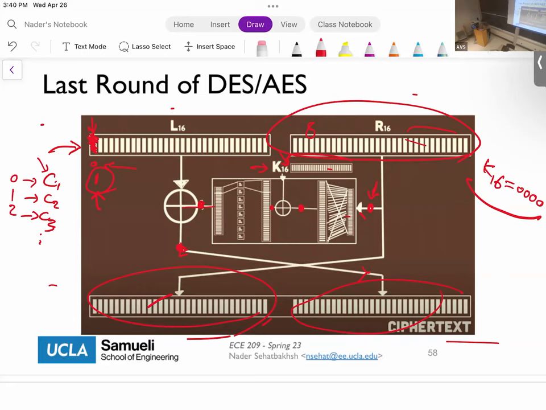But for this C1, based on k equal to all zeros, I'm going to divide these ciphertexts into groups, okay? And say that, okay, some of these will result in B equal to zero. I'm going to put them in group zero. Some of these will result in B equal to one. I'm going to put them in group one, okay?